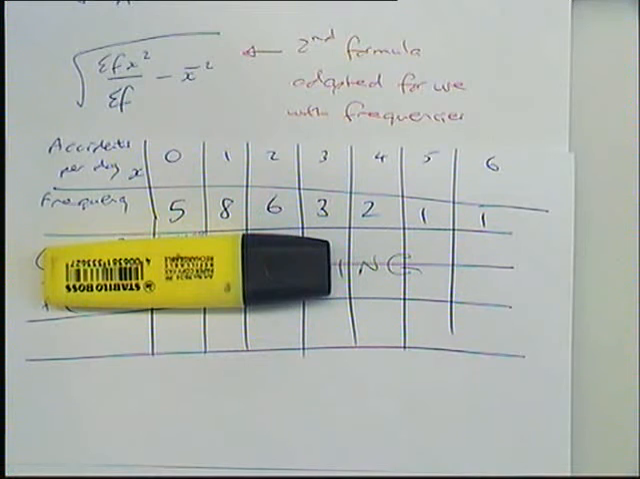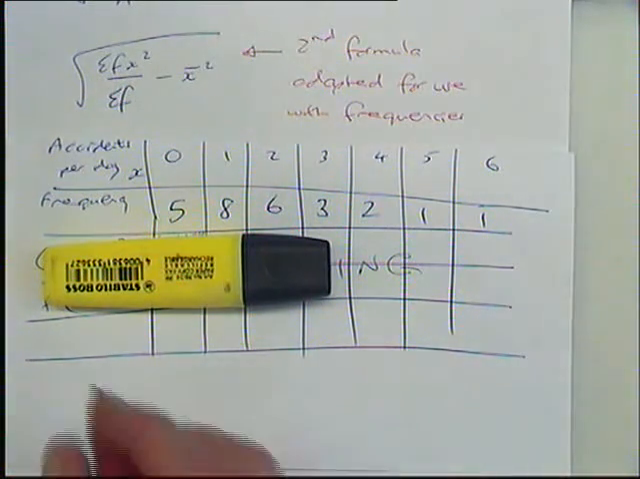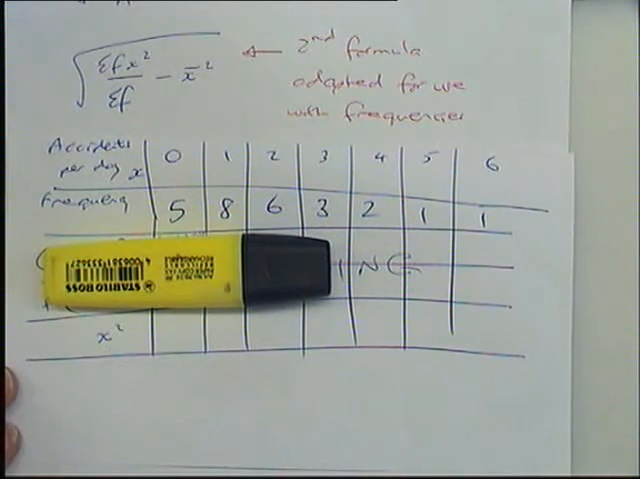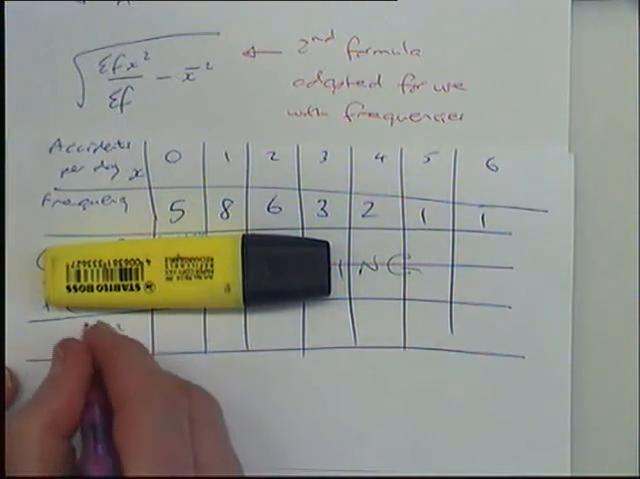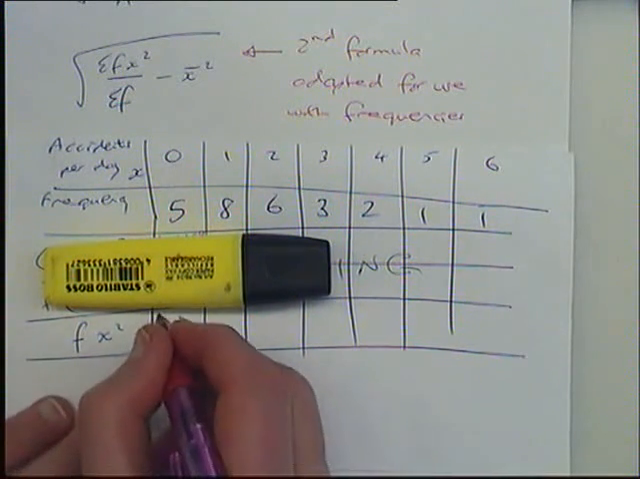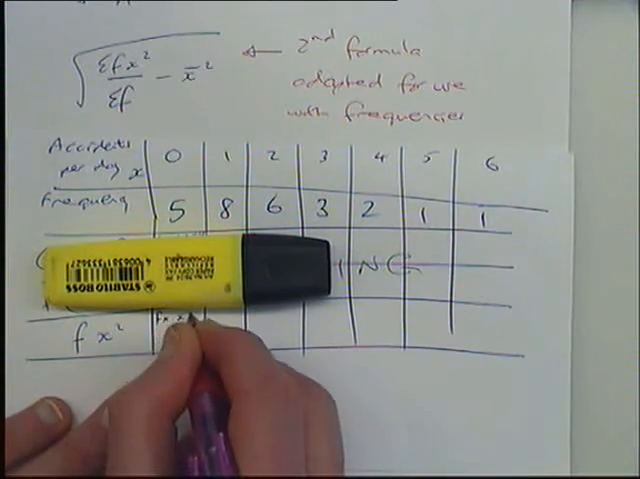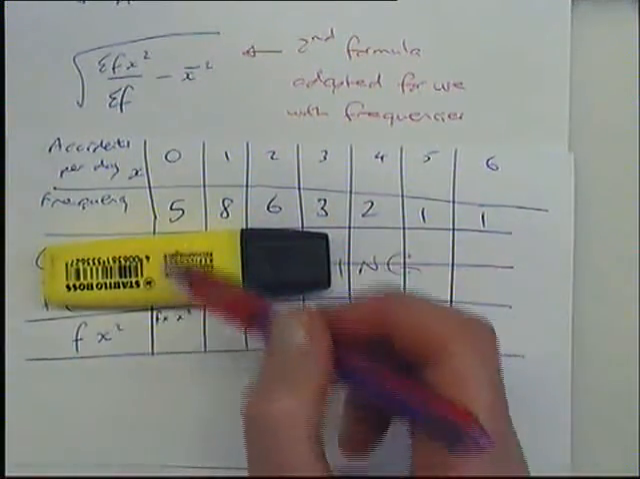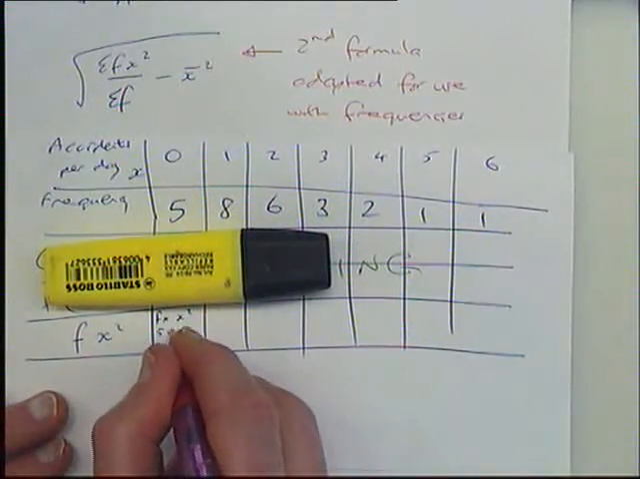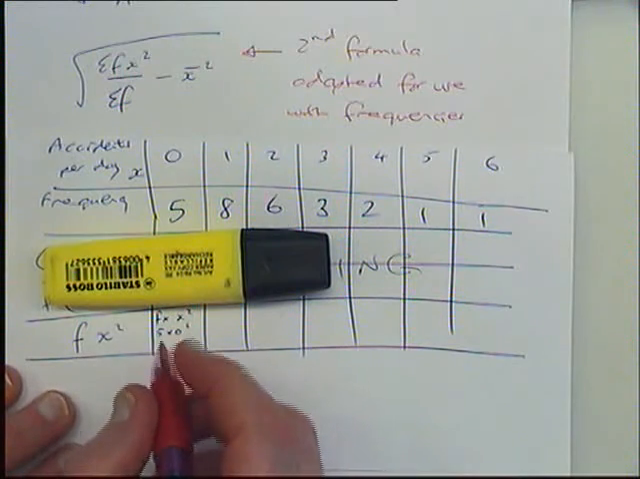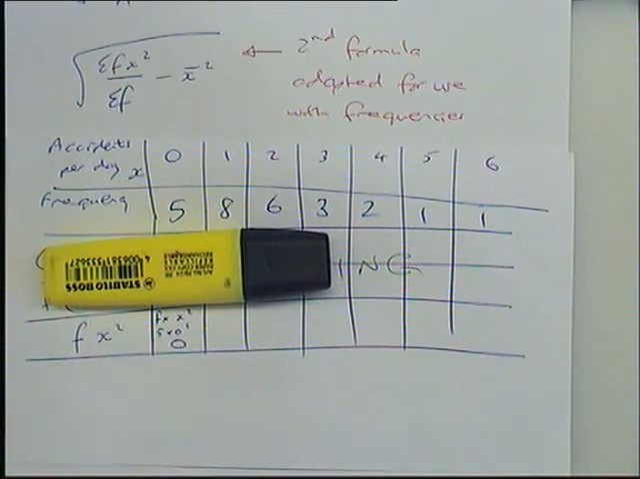Sigma fx squared. Sigma, if anything, won't be a row. Sorry, fx squared. Okay? Now you can either have an x squared row followed by an fx squared row, or we can do it together. Fx squared means f times by x squared. So here, that's 5 times by 0 squared. 5 times by 0 squared is 0. Okay? And that's far easier than going into those horrible decimals we did a minute ago.